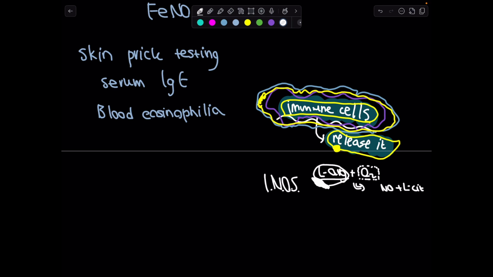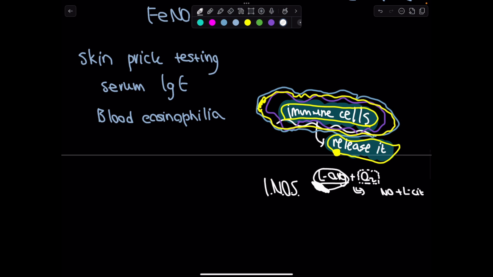These episodes are often triggered by allergens, infections, or irritants, and require urgent treatment like inhalers or steroids to open airways. Unlike chronic asthma, which is ongoing, acute asthma is about these short, intense flares that can be life-threatening if not managed quickly. Want me to connect this to skin prick testing or stick with acute asthma for a bit? Yes, let's go to skin prick testing and serum IgE and blood eosinophilia.